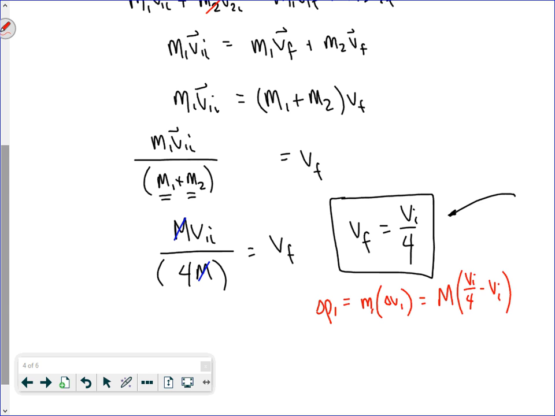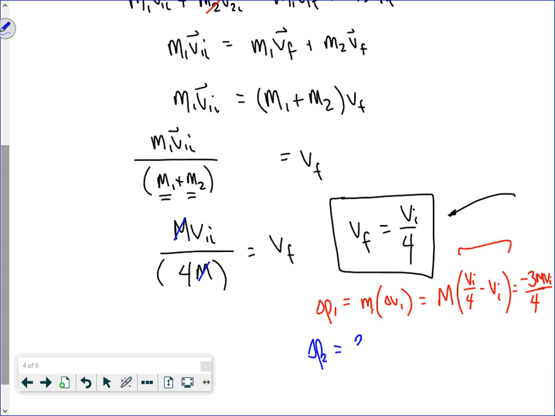So that's negative 3m over 4, 3mv over 4. Yes, 3mv over 4. Agreed? This is negative 3/4 V initial. There's our V initial.